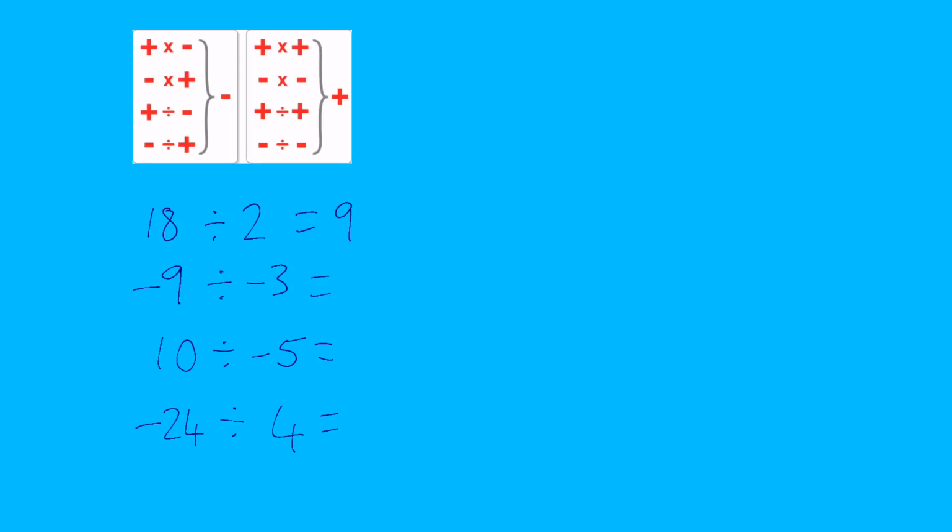Then for the second question, negative 9 divided by negative 3. So a negative divided by negative, oh, it's a positive. So that one is 3. So then we have positive 10 divided by negative 5. So it's a positive divided by negative. So that will be negative 2. Then the last one we have here, negative 24 divided by positive 4. So we have a negative divided by a positive. So that's a negative. So we have negative 6.